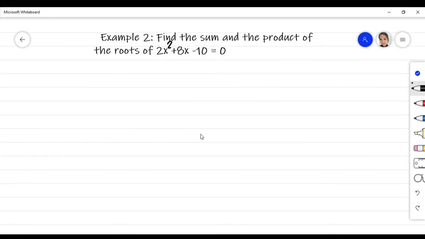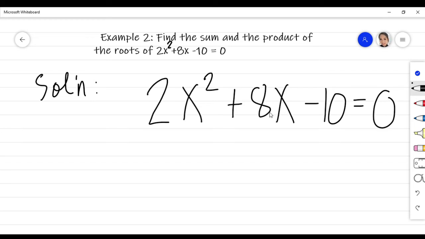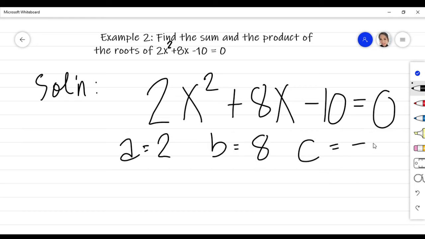Number 2. Find the sum and product of the roots of the quadratic equation 2x squared plus 8x minus 10 equals 0. So for our solution, let's write 2x squared plus 8x minus 10 equals 0. So let's determine the values of a, b, and c first. Our a now is 2, our b is 8, and our c is negative 10.